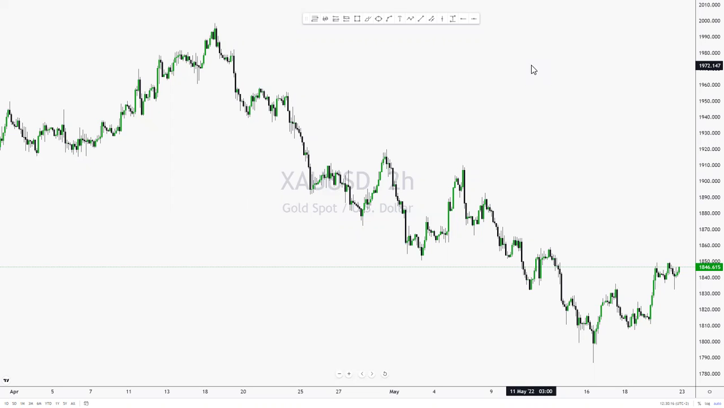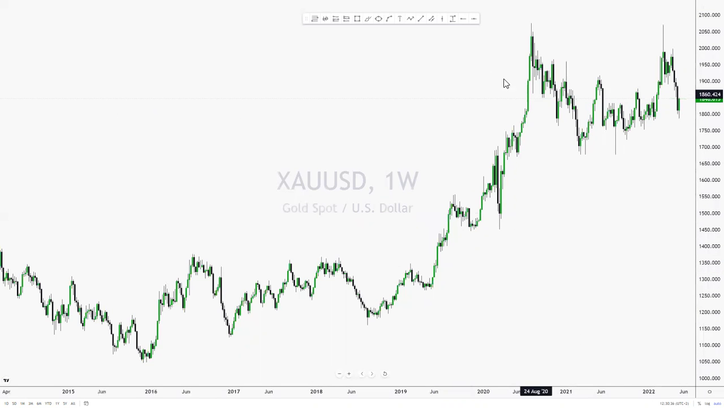So today we want to do analysis of two pairs, that is gold and Australian dollars versus the United States dollar. So here we have our gold. As per our strategy, we start with the weekly time frame. Let us go to weekly time frame. We just break it down from a week.